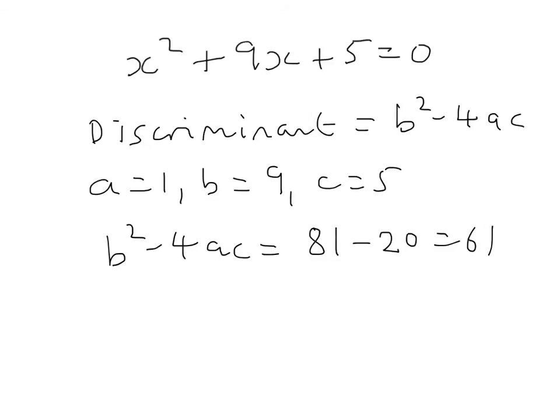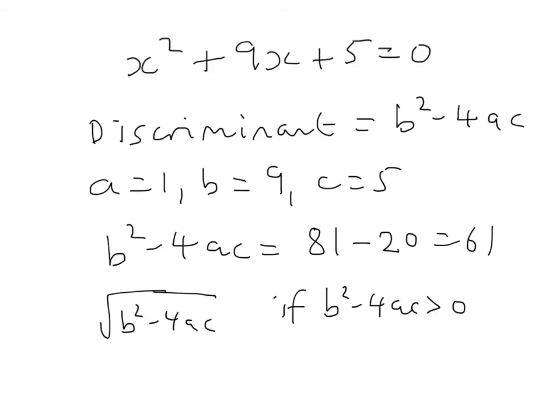Now, the formula involves the square root of b squared minus 4ac. If b squared minus 4ac is positive, which it is here, because we've got 61, then there will be two solutions. So if b squared minus 4ac is positive, then there are two solutions. However, if b squared minus 4ac is negative, there are no solutions.